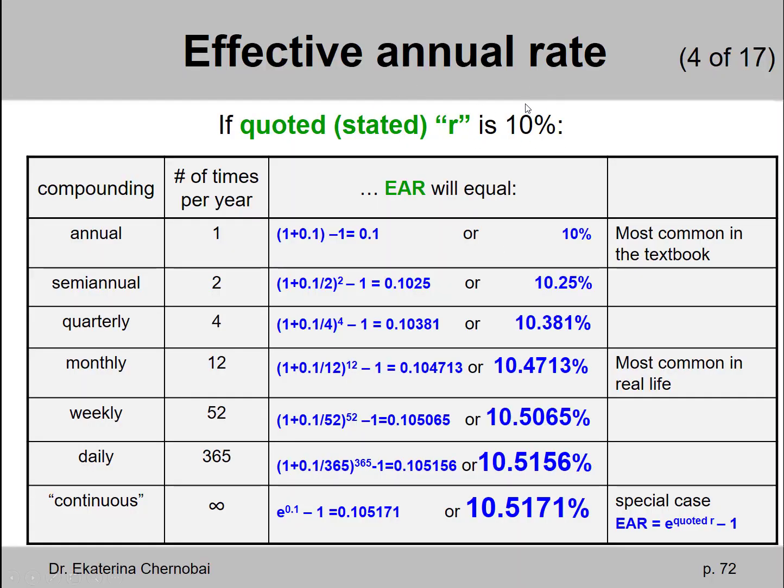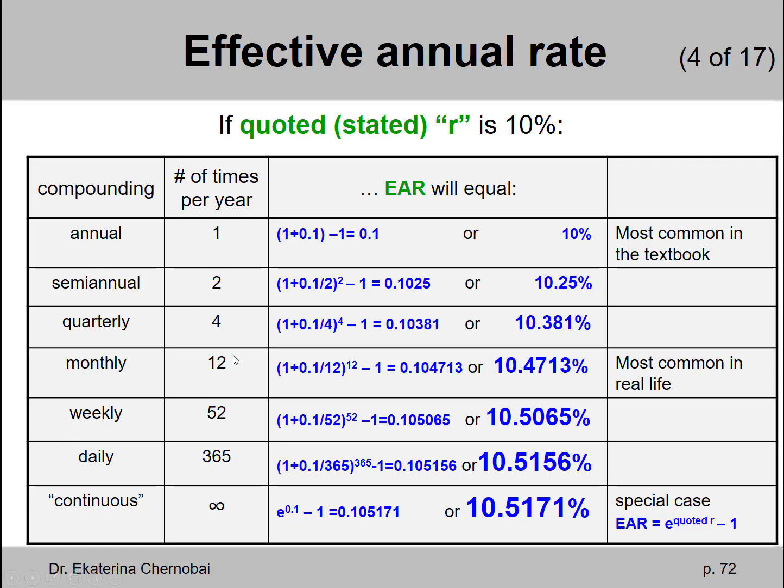If your quoted interest rate is 10%, then we can think of other compounding frequencies. So we had annual, once a year, and semi-annual, twice a year. If it's just once a year, then the effective rate is the quoted rate, 10%. And with semi-annual compounding, it's 10.25%, which we have just calculated. How about other frequencies? Well, you can think of, for example, earning interest quarterly, once a quarter, which is 4 times a year. In this case, the effective rate will be 10.381%.